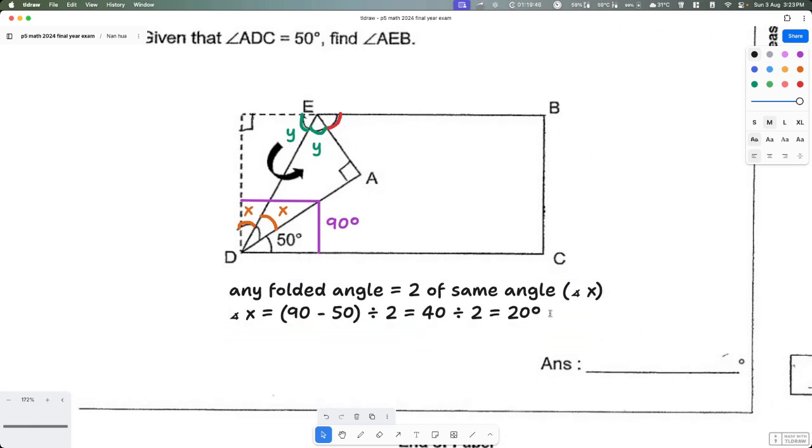So we want to get angle Y. So angle Y, right, is equal to 180 because this is a whole triangle minus 90, and then we know angle X is minus 20. So 90 minus 20 is 70 degrees. So now we know angle Y is 70 degrees.